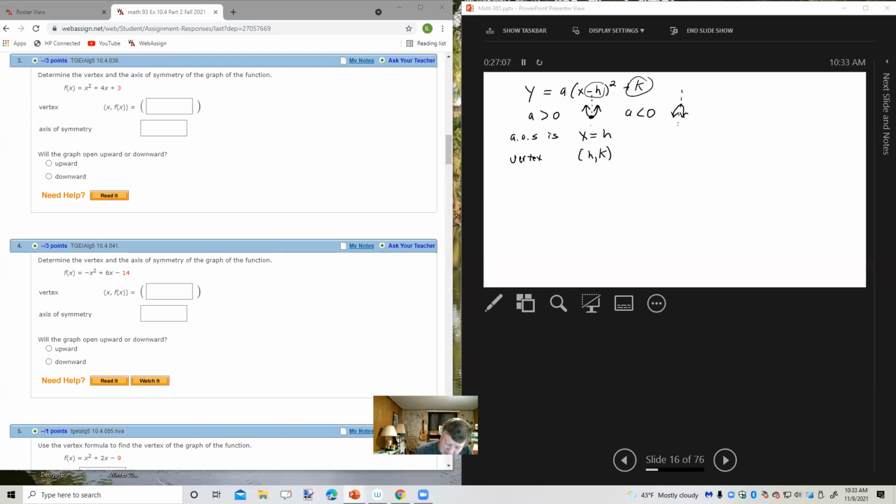So for example, let's say we had y equals -2 times the quantity x plus 4 squared minus 7. Well, this parabola, since a is -2, would open downwards. The axis of symmetry would be x equals -4, and the vertex would be at -4, -7.